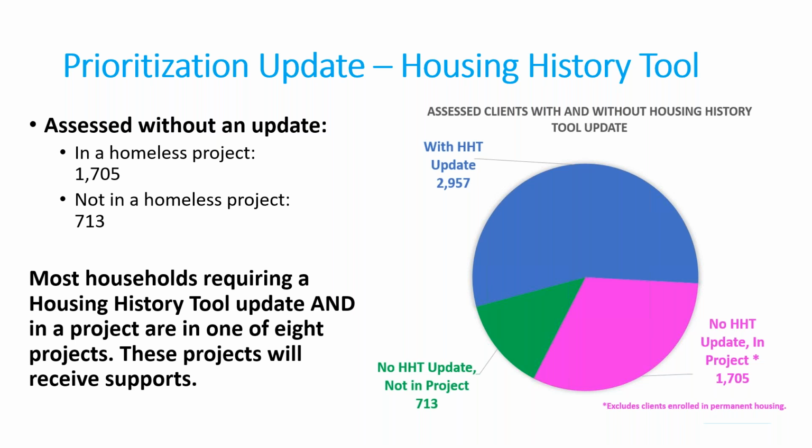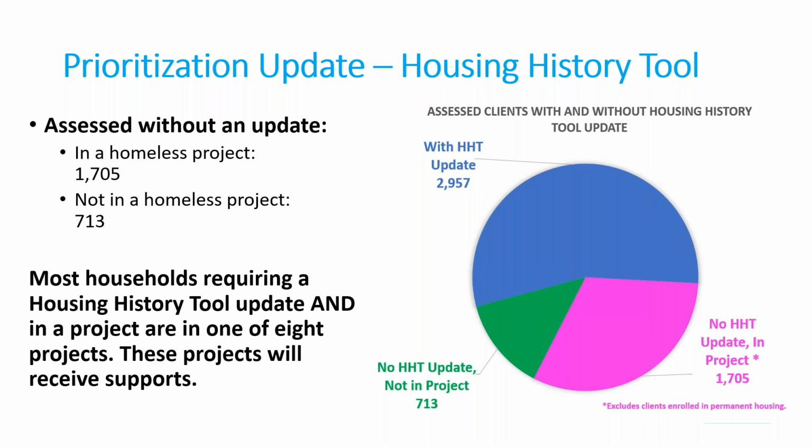Okay, so then this just shows a visual of the people that are assessed that do and don't have an update. If you look on the right, the whole pie chart is people who've been assessed. The blue are people that have a housing history tool update, so they're ready to be matched. And then the green people are not in a project, so they're only enrolled in coordinated entry.